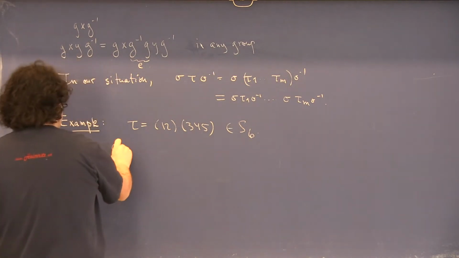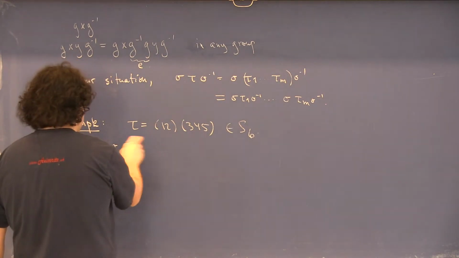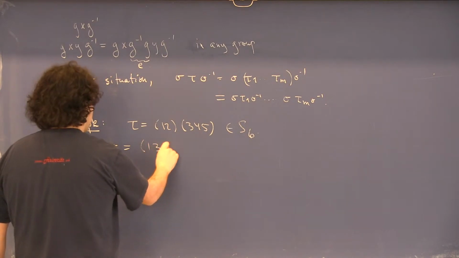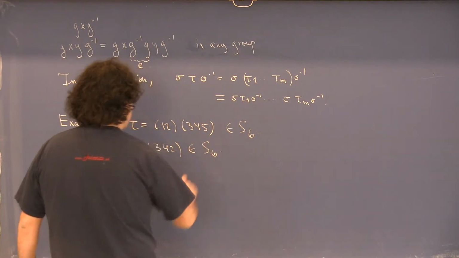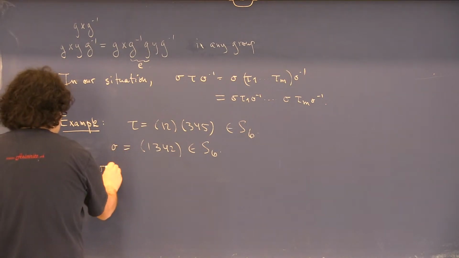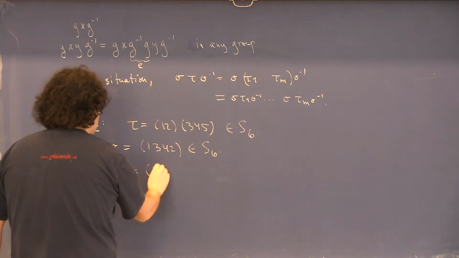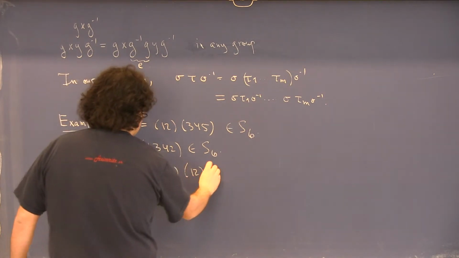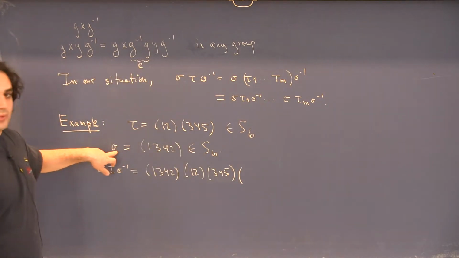And now I need to choose a sigma. Let me maybe choose for sigma the 4-cycle (1 3 4 2). So this I will also think of as an element of S6. And now I will compute sigma tau sigma inverse. So if we want to write this out concretely, this is (1 3 4 2) times (1 2)(3 4 5). And now I need to write down sigma inverse.